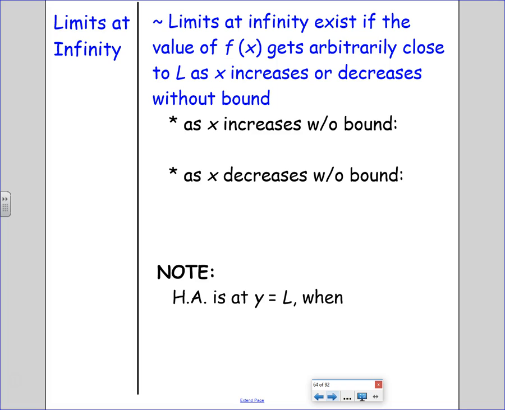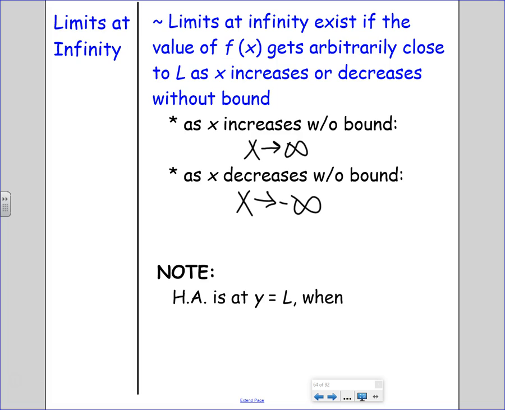Limits at infinity exist if the value of f of x... I have to change how a limit is defined just a little bit. F of x is still getting arbitrarily close, but x is no longer getting closer and closer to a constant. X is now increasing or decreasing without bound. And that's exactly what we just said: x increasing without bound is x approaching positive infinity, and x decreasing without bound is x approaching negative infinity. Same thing as our to the right versus to the left.